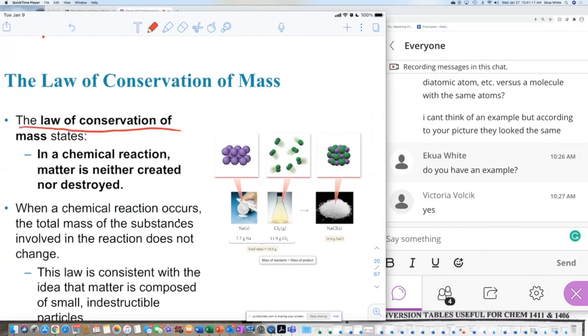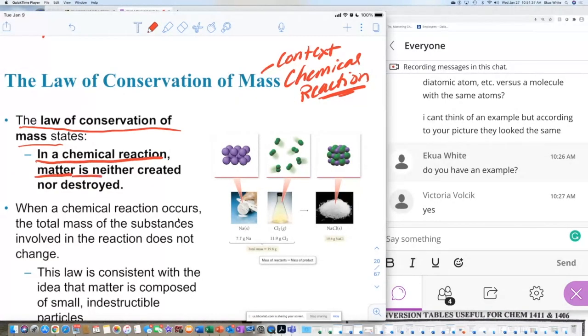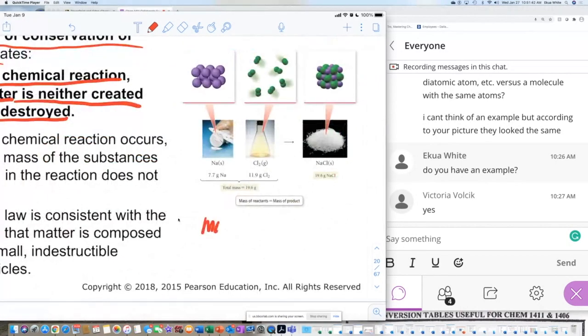The law of conservation of mass. I think Dalton actually put this one together. The context here is chemical reaction. So this law is only seen when you're looking at a chemical reaction. And what they say is, in a chemical reaction, matter is neither created nor destroyed. That means the mass of reactants equals the mass of product. Okay?